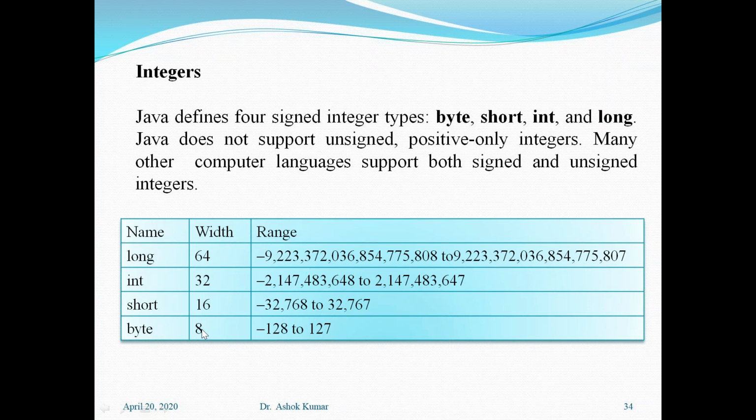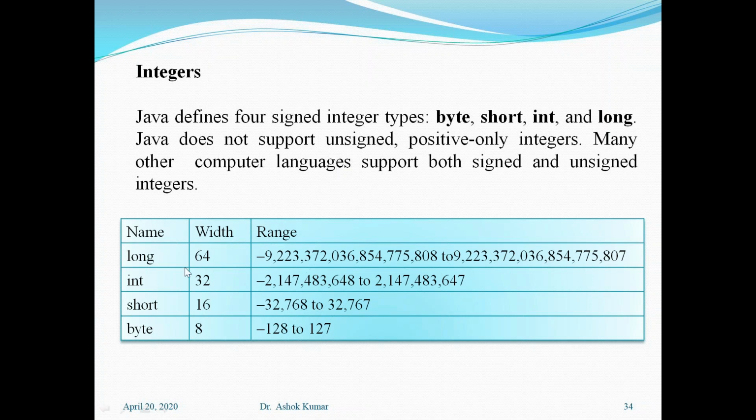So for byte, 1 byte of memory is allocated, and this byte type variable can store any value between negative 128 and positive 127. The most important point about Java integers is that they are signed numbers. You can't use unsigned numbers in Java.